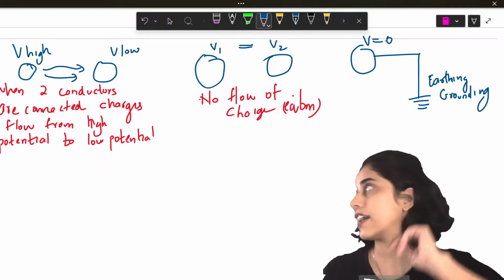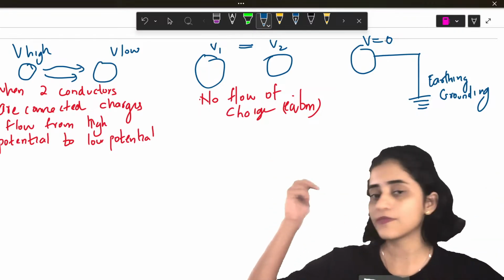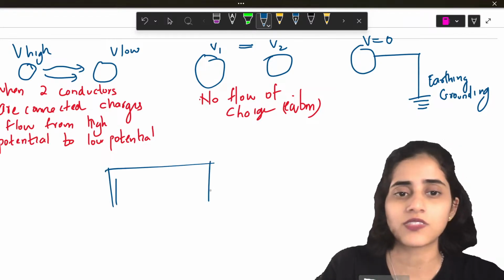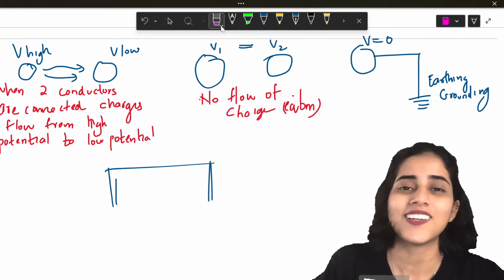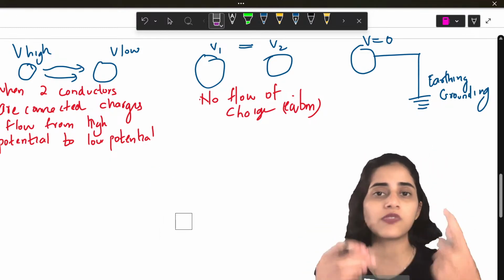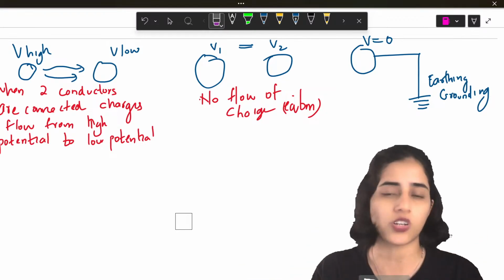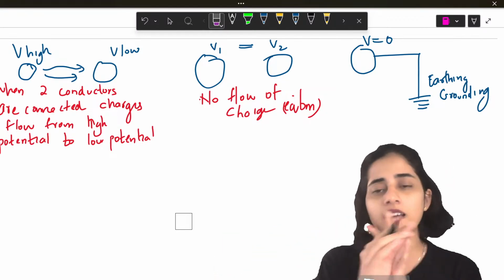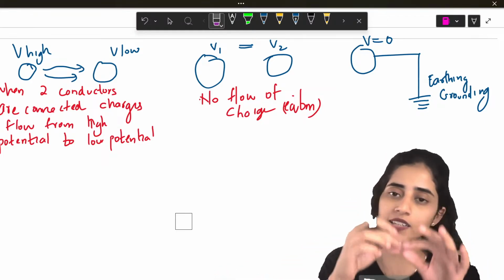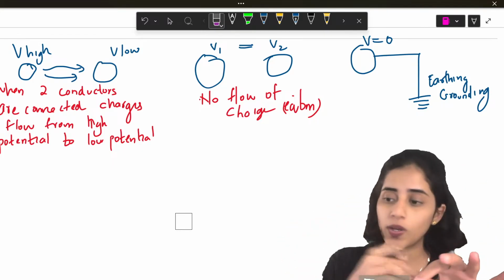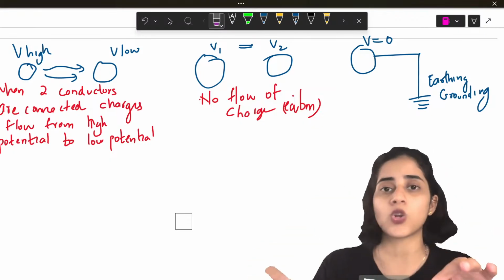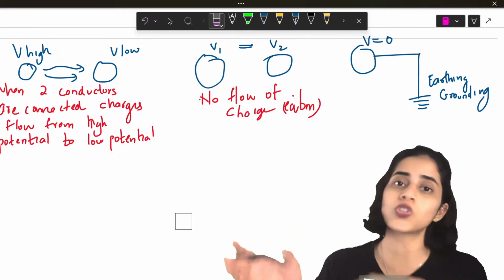See, if you have these electric wires, I don't know how to draw them, the electrical wires that we have outside on the roads. If there's a bird sitting on one wire, it doesn't get a shock because that one wire has a fixed potential. It doesn't flow anywhere. But if the bird keeps one leg on one wire and the other leg on the other wire, what happens? If one wire is at a higher potential and the other wire is at a lower potential, current flows through the bird.